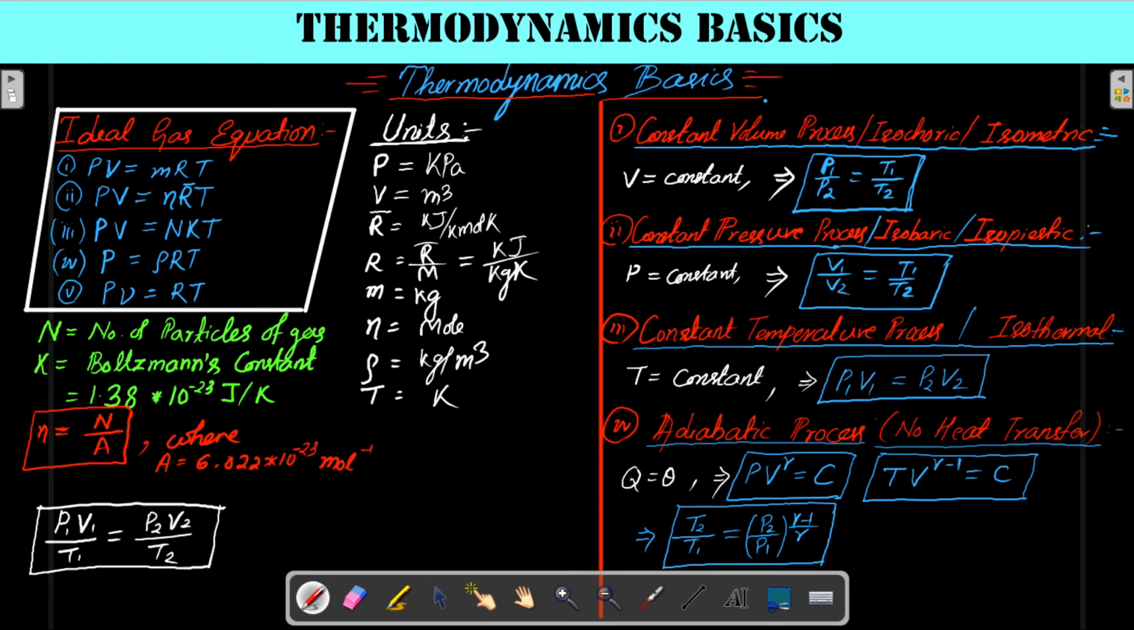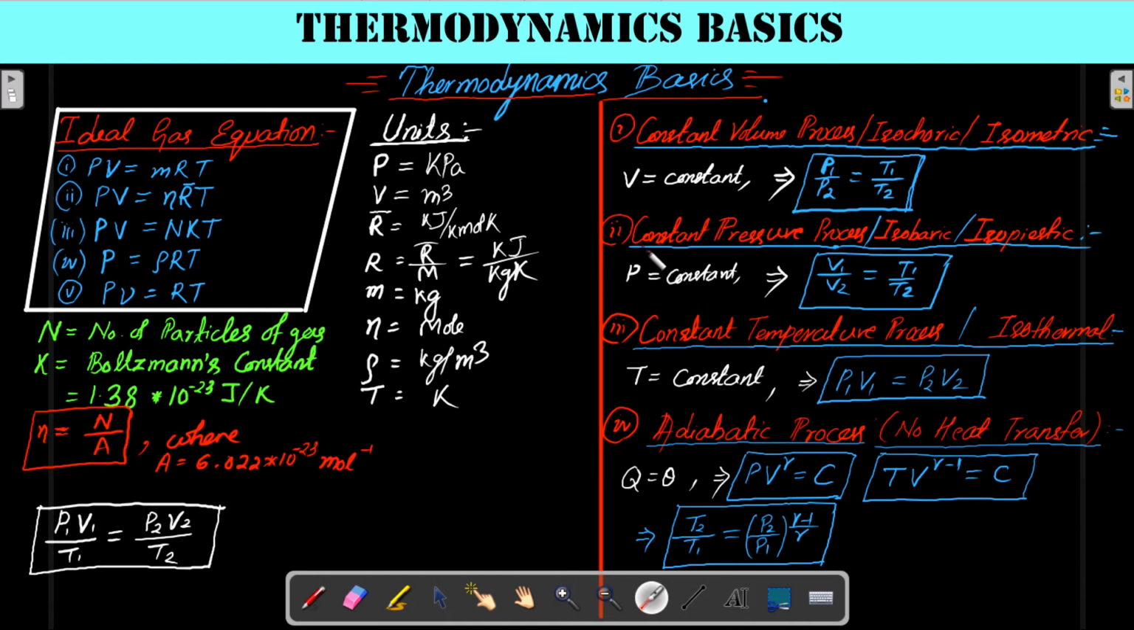By using this ideal gas equation, you can write P1 V1 upon T1 equal to P2 V2 upon T2. There are different processes in the ideal gas equation. First, the constant volume process, also called the isochoric or isometric process. Here the volume is constant, so V cancels out and P1 upon P2 equal to T1 upon T2.